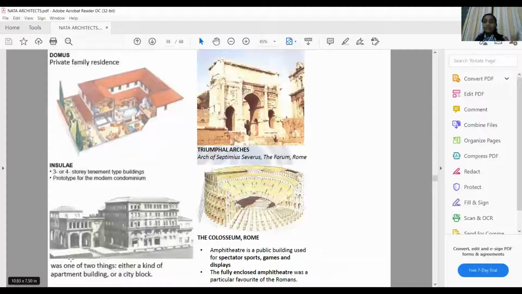And then the houses, the residential style mainly, was referred to as the domus. And then the apartment buildings. So they started even going higher and higher. It was not confined to the ground level itself. So they started going higher and higher, which were referred to as the modern day condominiums. So that was referred to as insulae.